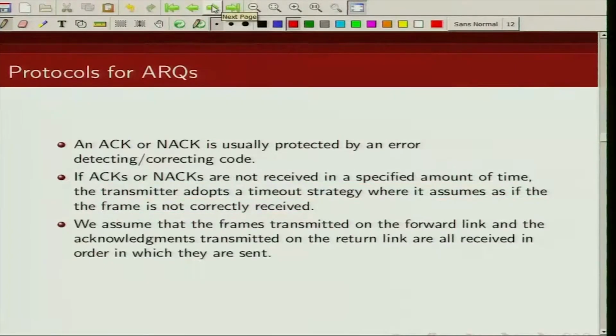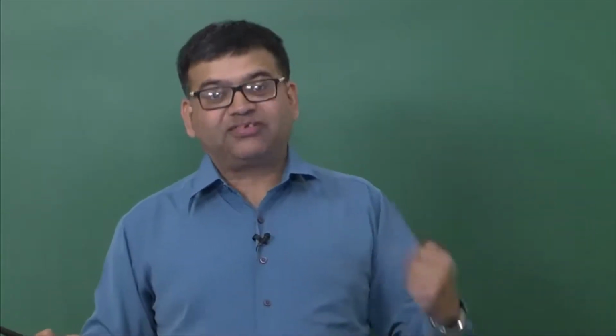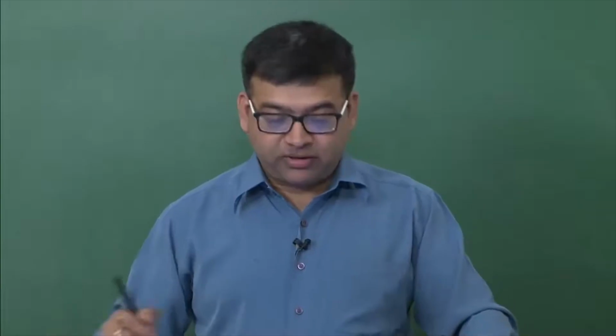Another assumption that we are going to make is that all the frames that we transmit over the forward link, as well as the acknowledgements that are sent over the reverse link, are all received in order. So, the packets that we send first, the receiver is going to receive first, and the transmitter is going to receive the NAK and ACK of those packets first which have been transmitted earlier. That is what I mean when I say all are received in order.